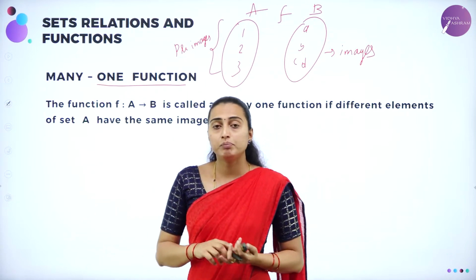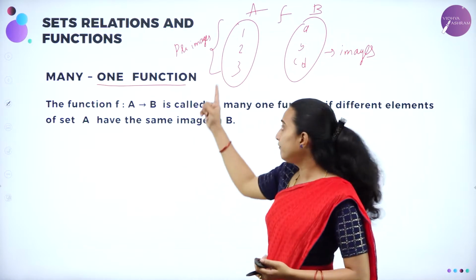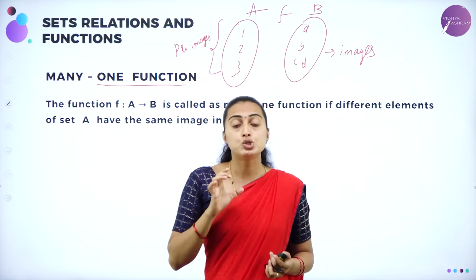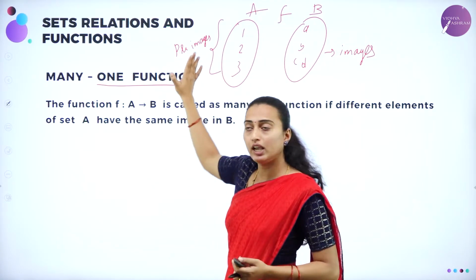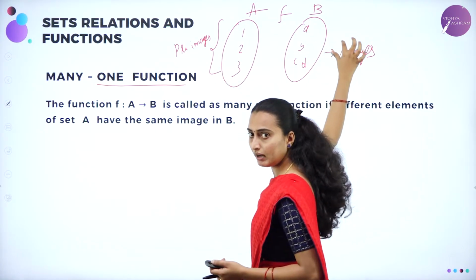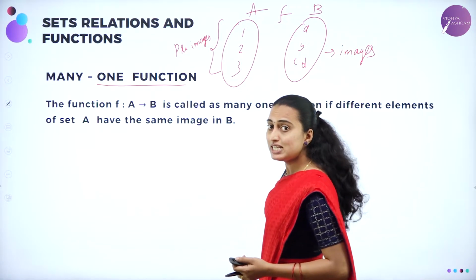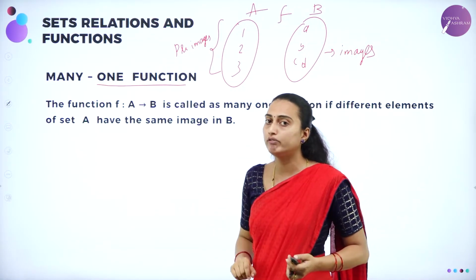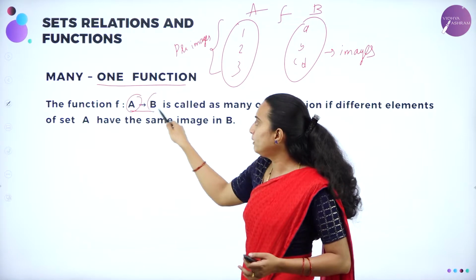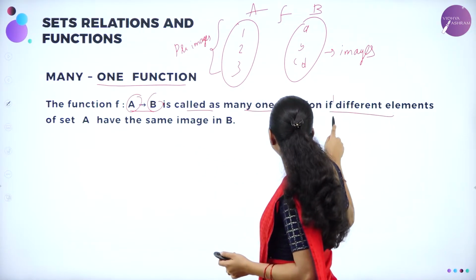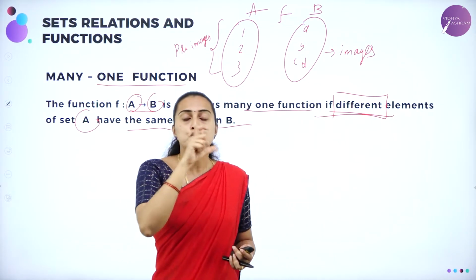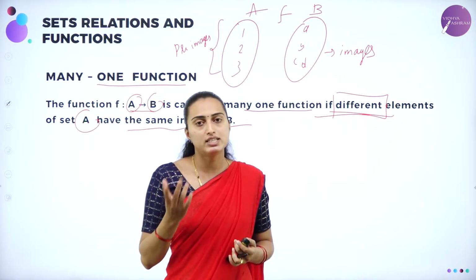What do you mean by many to one? Two or more elements of set A can have only one image in set B. That is going to be known as the many-to-one function. By definition, the function f from A to B is called a many-to-one function if different elements of set A have the same image in set B. That means two or more elements of set A have the same image in set B.